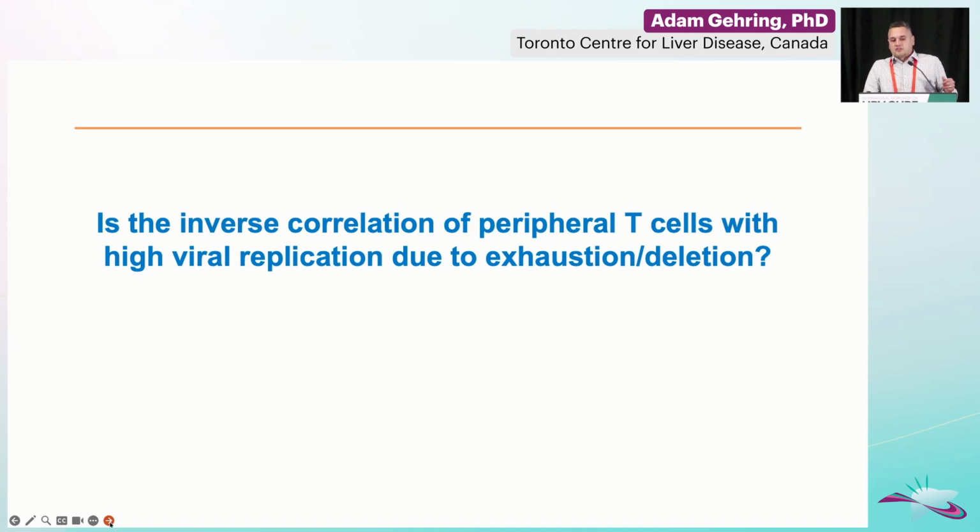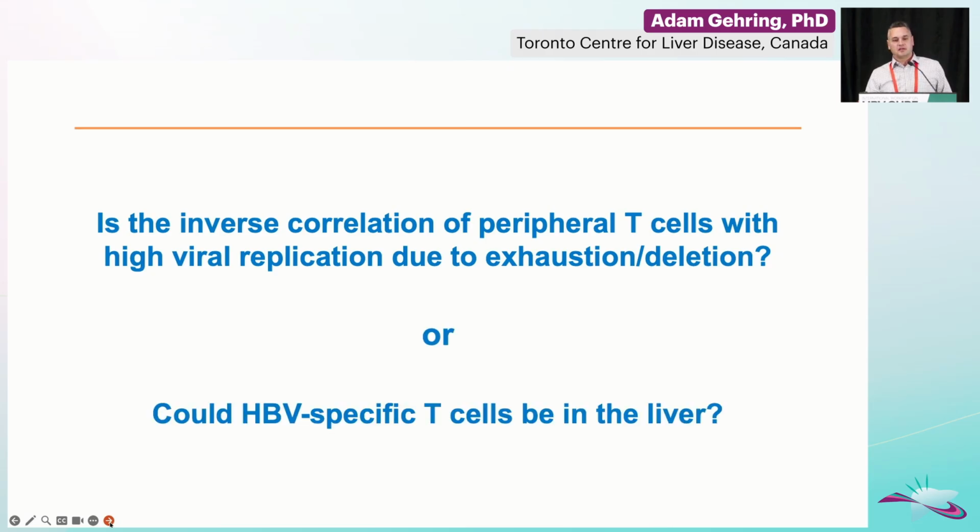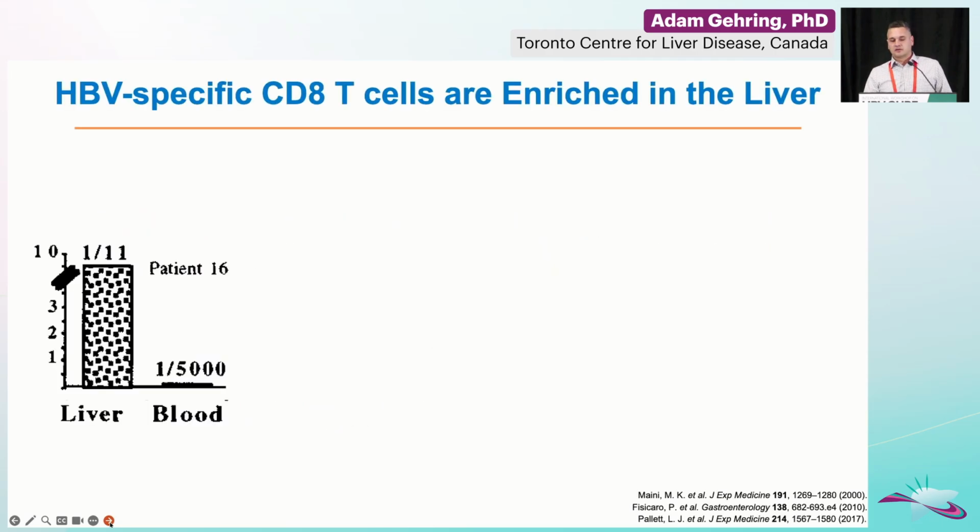I was thinking about this question: is the inverse correlation of peripheral T-cells with high viral replication really due to exhaustion or deletion? I think this has been the prevailing notion with this idea of immune tolerant in the e-antigen positive patients. But we have to think about this. Could these HBV-specific T-cells in the e-antigen positive patients actually be in the liver rather than in the blood?